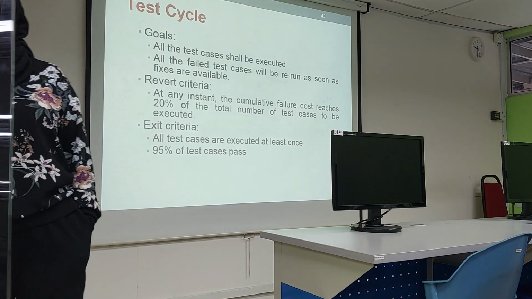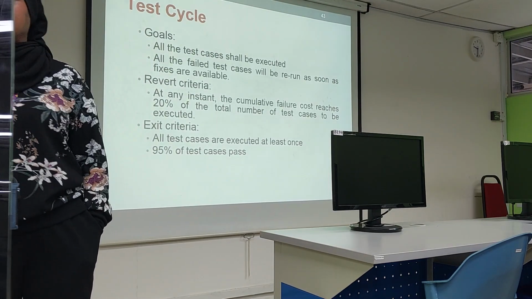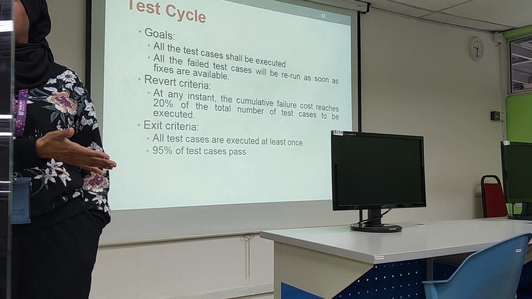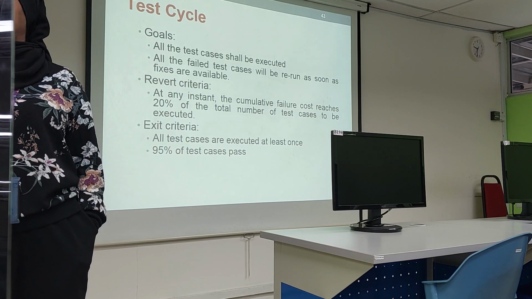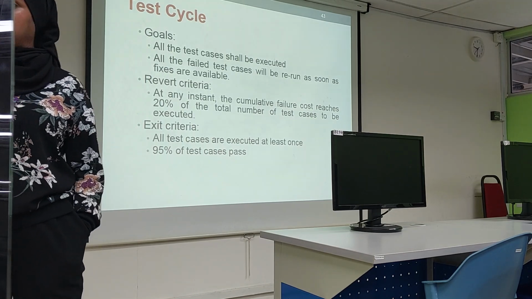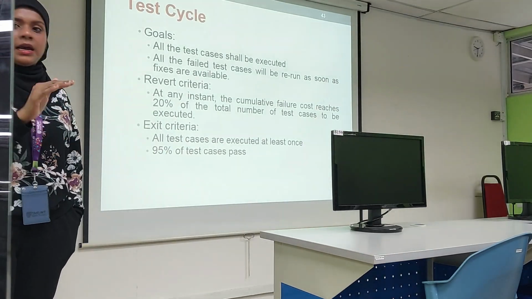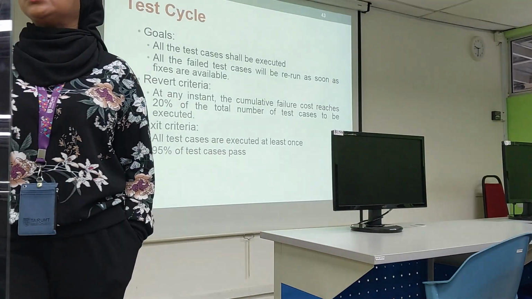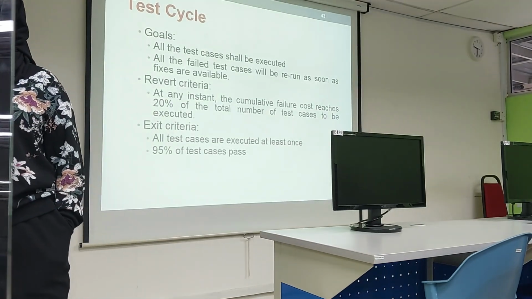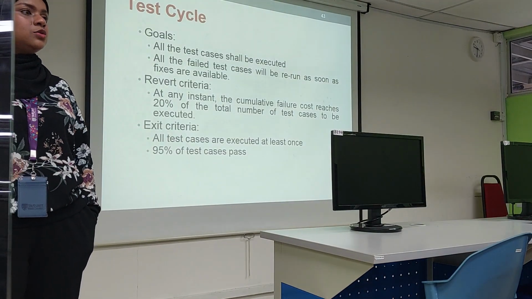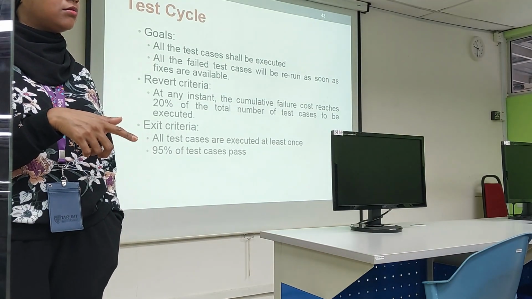20% is huge for failure cost. So it means we are testing something which is full of defects. Are we going to continue that? Better not, because this 20% will keep on increasing. So it's better to hold the test and pass the system back to the development team for them to fix it, because we don't want to waste our resources when the system is full of defects.